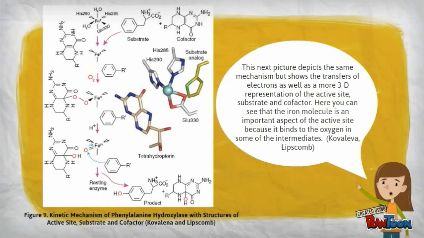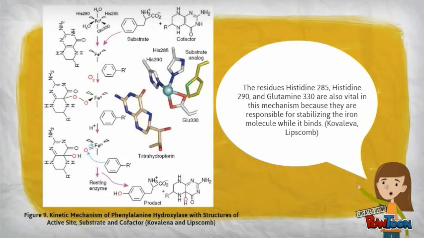Here you can see that the iron molecule is an important aspect of the active site because it binds to the oxygen in some of the intermediates. The residues histidine 285, histidine 290, and glutamine 330 are also vital in this mechanism because they are responsible for stabilizing the iron molecule while it binds.